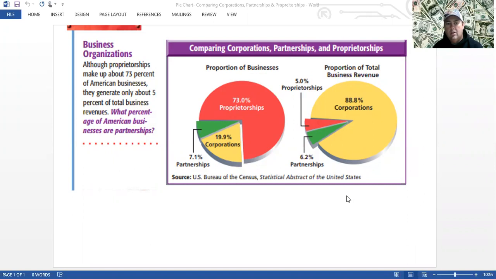Look at these 2 pie charts, right? We're going to look at the information. I'm going to talk to you a little bit about it. And then at the end, I'm going to have you answer this one little old purple question that I have over here on the left-hand side.